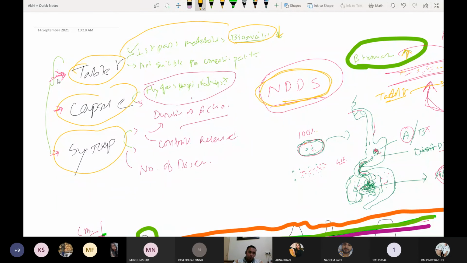Now, do you think tablet, capsule, syrup are so poor that we can replace the entire tablet, capsule, syrup with NDDS? Do you think it is feasible or correct? Tablet, capsule, syrup, all stopped. We shall not use those things. We shall only focus on NDDS. Do you think it is scientific or logical? No sir, then it will become very expensive too. Absolutely, it is absolutely correct.